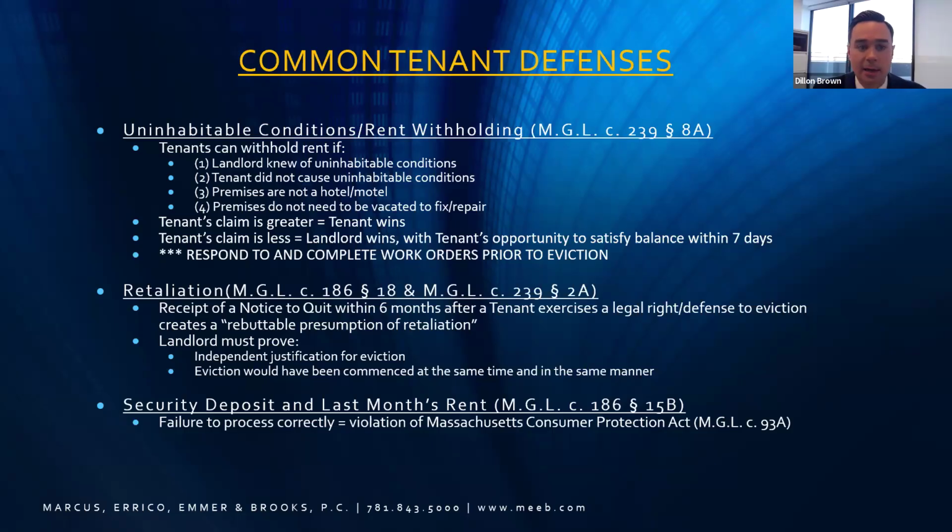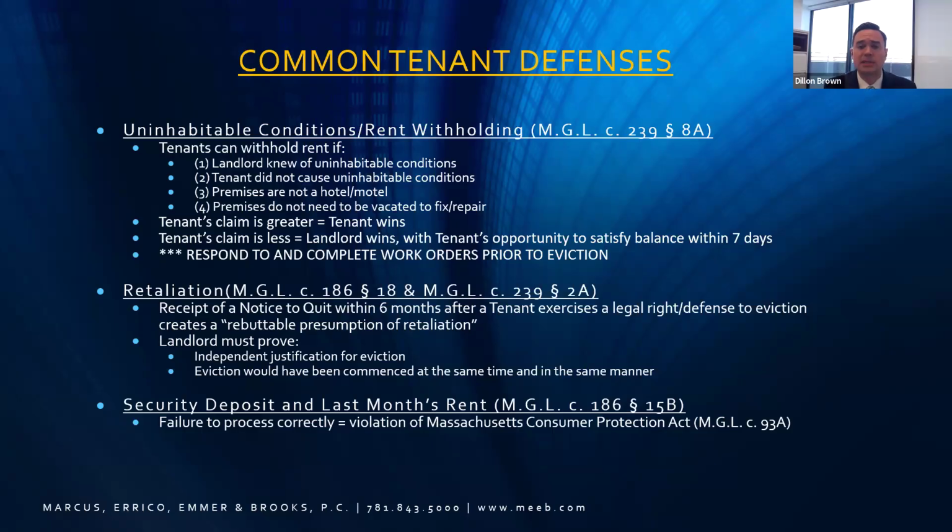And what it says is that if a tenant receives a notice to quit or their tenancy is terminated within 6 months after a tenant exercising a legal right with respect to their tenancy or raising some sort of defenses to their landlord with respect to that tenancy, it creates a rebuttable presumption of retaliation. And if retaliation is made out in that case, it can defeat a landlord's claim for eviction. Essentially, what the tenant is arguing is that the only reason that the landlord is evicting me is because I asked them to make repairs, or I notified the Board of Health about these certain issues in the apartment, and they just don't want to pay for it, so they'd rather evict me instead.